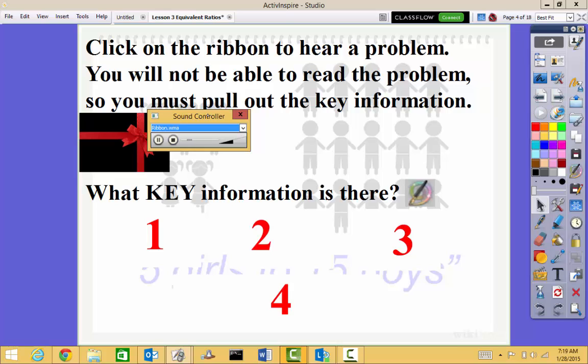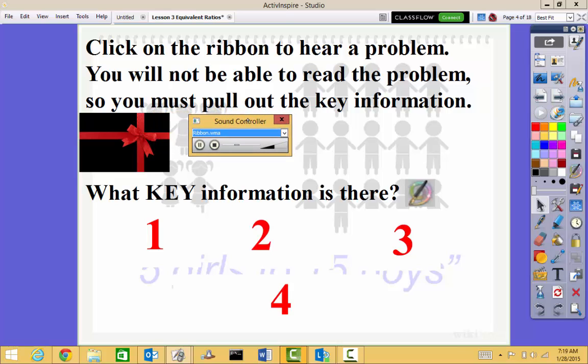Karina and Japsiri are using ribbon to decorate a project in our class. The ratio of the length of Karina's ribbon to the length of Japsiri's ribbon is 7:3. Draw a tape diagram to represent this ratio. Okay, listen to what's our key information, or what information do we need to probably solve this problem. We'll listen to it one more time.